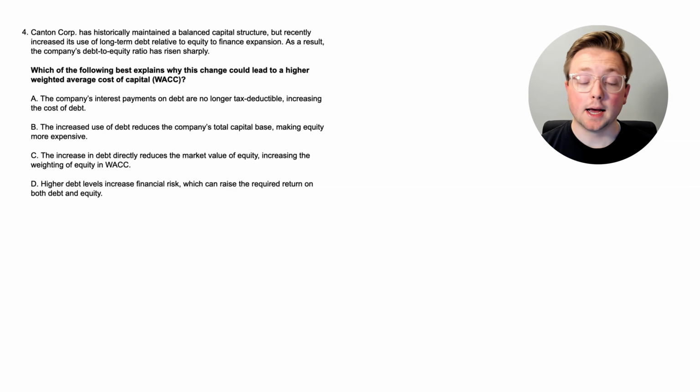And then there's option D, higher debt levels increase financial risk, which can raise the required return on both debt and equity. So again, which one of these would be the reason that when they have a higher debt to equity ratio, the weighted average cost of capital also goes up? Based on what we've learned so far, you might be able to figure this out, but if you still have no idea what's going on, that's okay. We're going to go through the explanation right now.